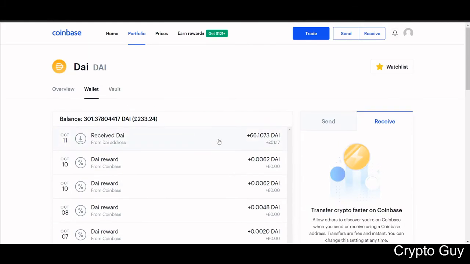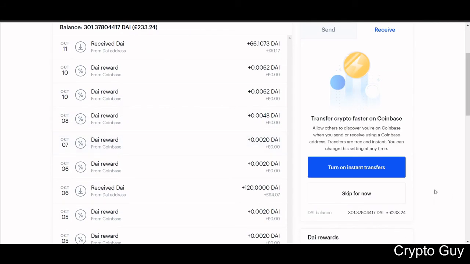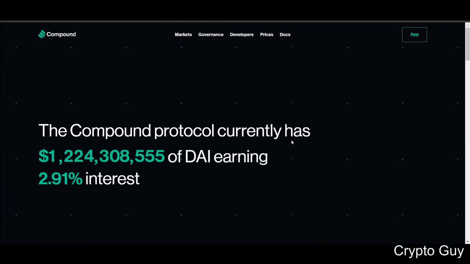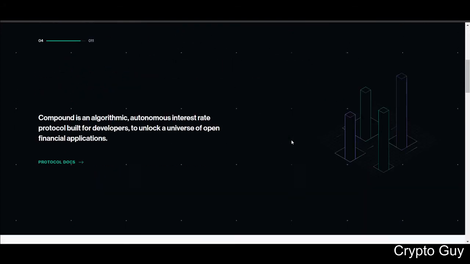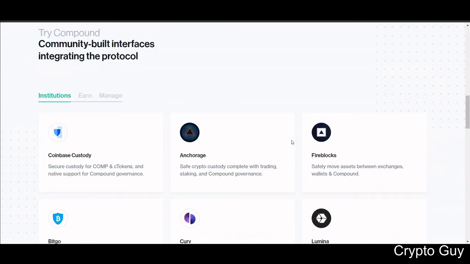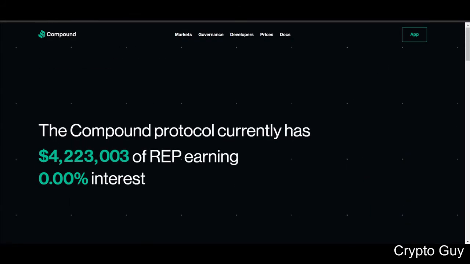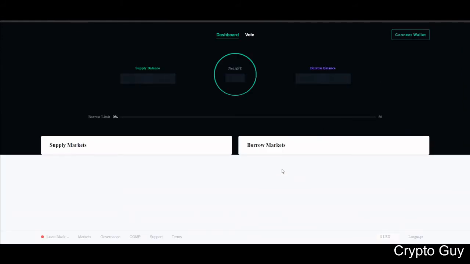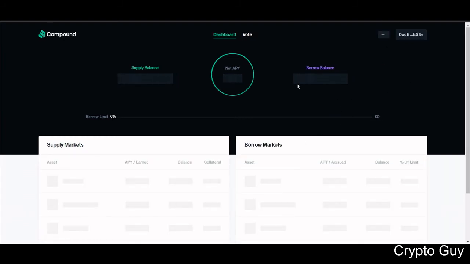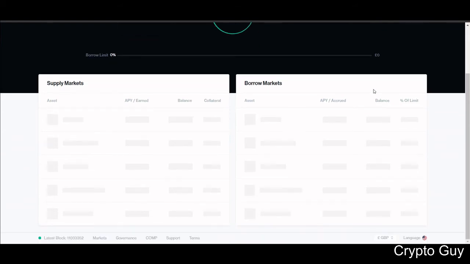So let's move to the second topic, how you can make passive income from the second method. The second is compound.finance. It has been in the market for a long time, so you can just come here and borrow, lend, and also save DAI here. For this you just have to come and click the app. Once app.compound.finance is open, here you can see your supply balance and your borrow balance, and you have to connect your wallet. Once you have it connected, you will see the market rates here.